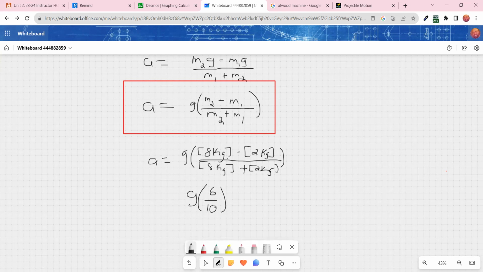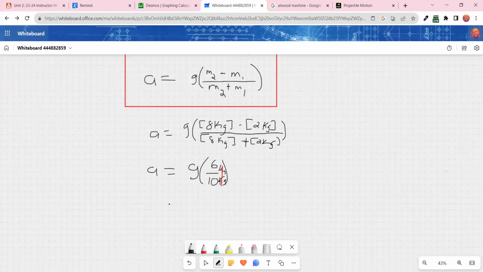Notice I don't have kilograms on the inside. Why? Kilograms minus kilograms, those can be subtracted. Kilograms plus kilograms, that can also be added, or rather, I can just do kilograms over kilograms. What happens to those kilograms? They cancel out, which is great because I am looking for acceleration. Acceleration is in meters per second per second. Gravity is in meters per second per second. So I have acceleration is equal to 6/10 of gravity, or 3/5 gravity, 0.6 gravity. A is equal to 0.6 G.